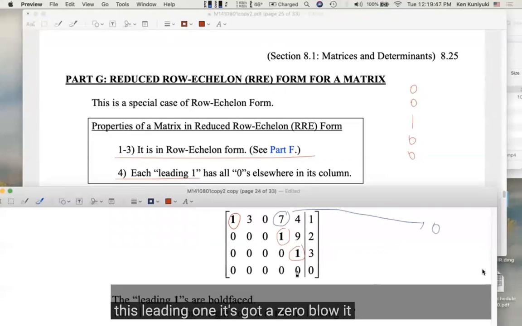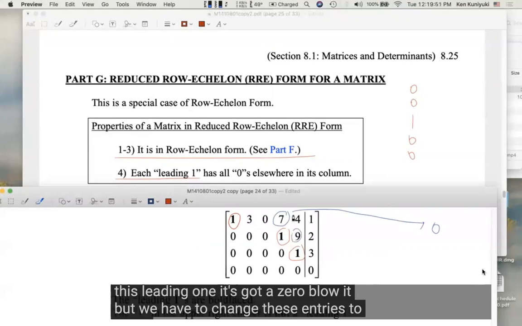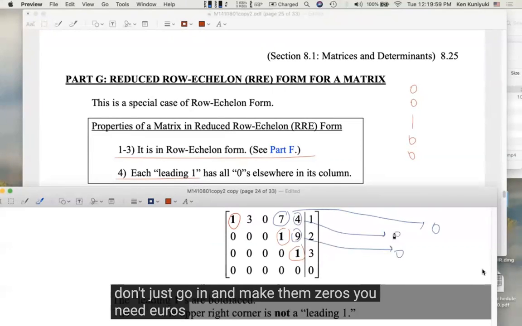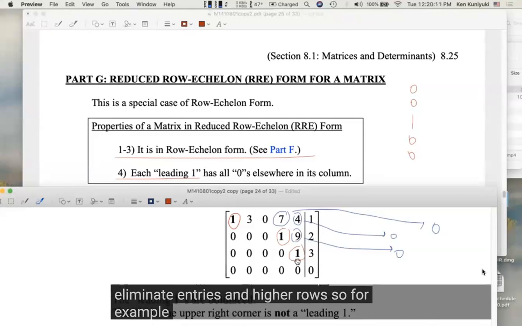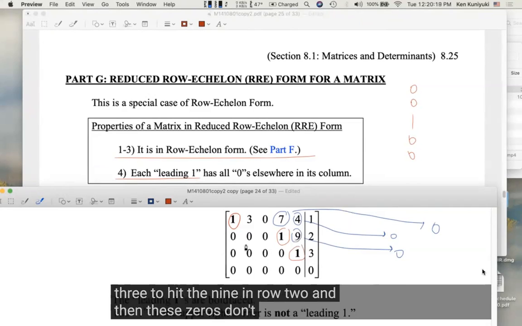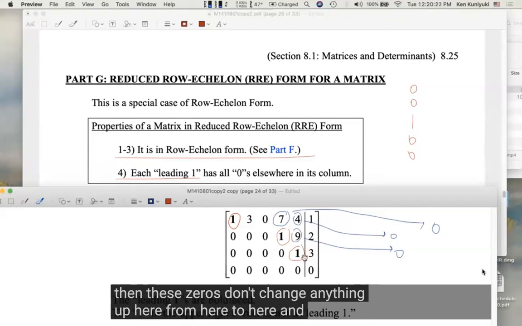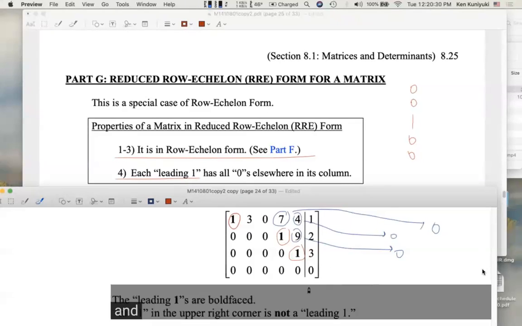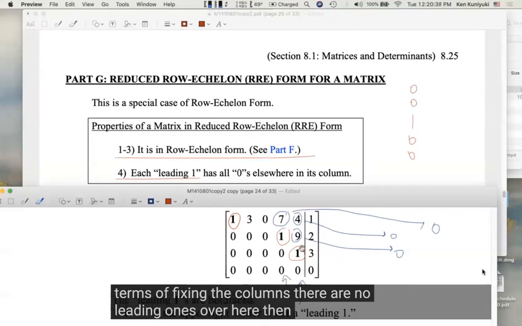This leading one has a 0 below it, but we have to change these entries to zeros using elementary row operations. Don't just go in and make them zeros. You need EROs. And by the way, to get zeros here, you would eliminate up. You would use lower rows to help eliminate entries in higher rows. So for example, you could use the 1 in row 3 to hit the 9 in row 2. And then these zeros don't change anything up here. This one could also be used to hit this 4. This one would be used to hit this 7. And if you go right to left in terms of fixing the columns, there are no leading ones over here, then you can change these to zeros, and then it becomes easier to change that 7.